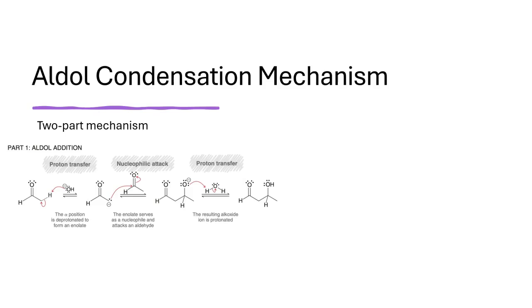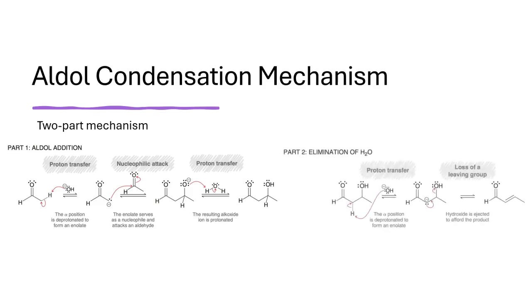Part 2 is the condensation step, elimination in this case of water. The first step is proton transfer. The alpha position is deprotonated to form an enolate. The second step is loss of a leaving group. Hydroxide is ejected to afford the product.